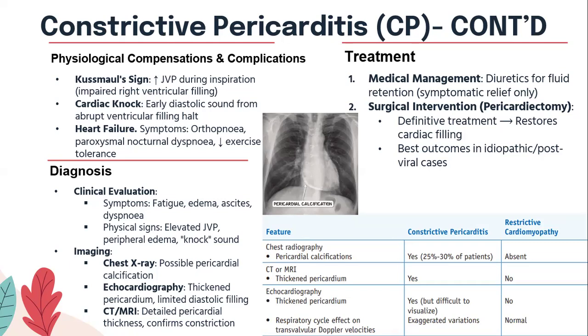So we're going to look at the diagnosis now. Clinical evaluation. Patients typically present with symptoms of heart failure, including fatigue, edema, ascites, and shortness of breath. Physical examination may reveal elevated jugular venous pressure, peripheral edema, and a characteristic early diastolic knock. We can also have imaging under diagnosis in terms of chest X-ray, echocardiography, and CT or MRI.